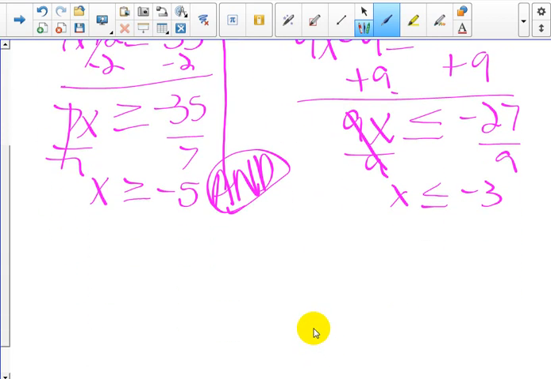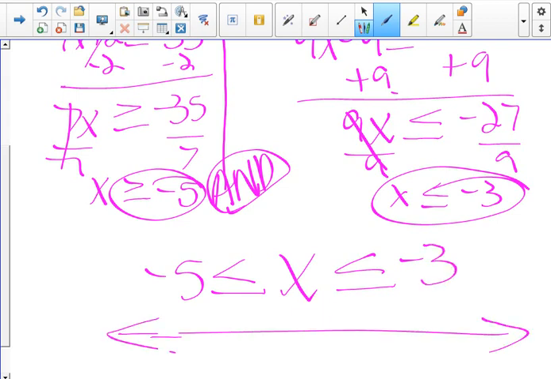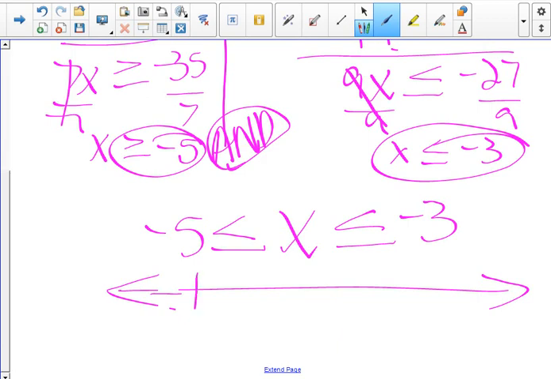Now we can combine that in one statement, right? So that would be negative 5, and it's pointing at the negative 5, so it's got to be pointing at the negative 5 still, less than or equal to x, and x is less than or equal to negative 3. How do you graph that? So negative 5, negative 4, negative 3. They're both closed.